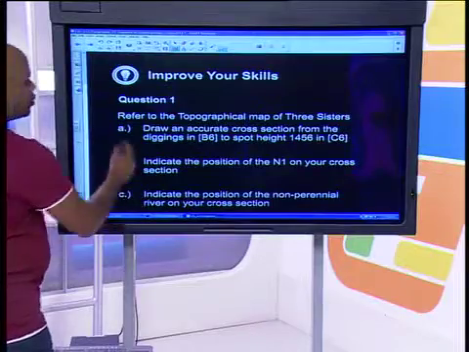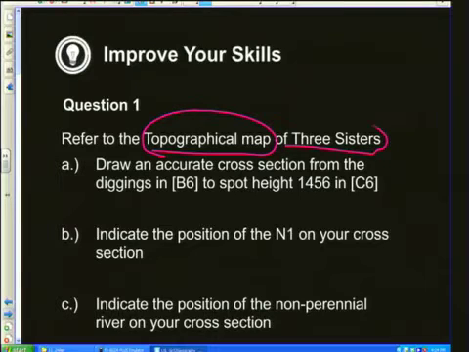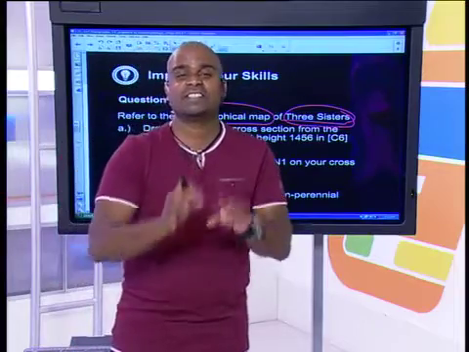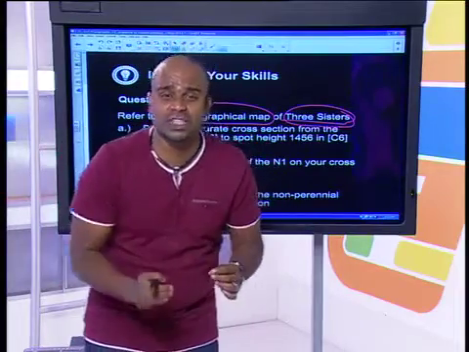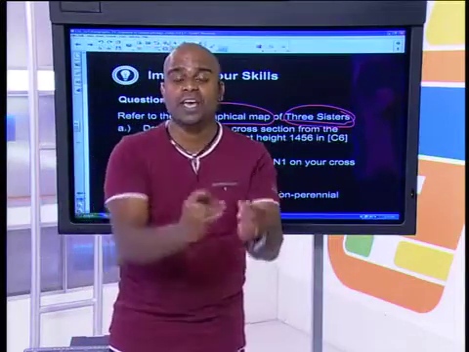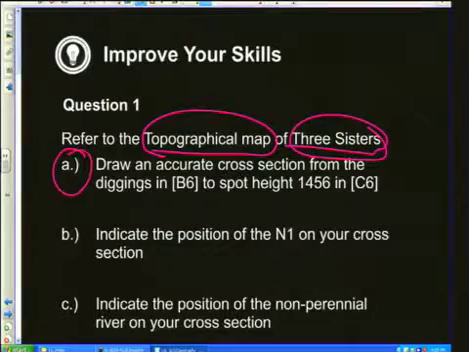Now, let's do some more revision. To improve your skills, we will refer to the topographical map of Three Sisters. Three Sisters is in the Klein Karoo region, which is a very dry region and is associated with karst landscapes. So what we will be seeing is different types of formations, especially horizontal type formations, which you've been doing in geomorphology, grade 11.